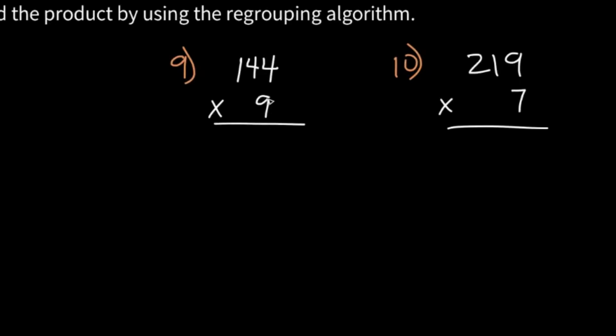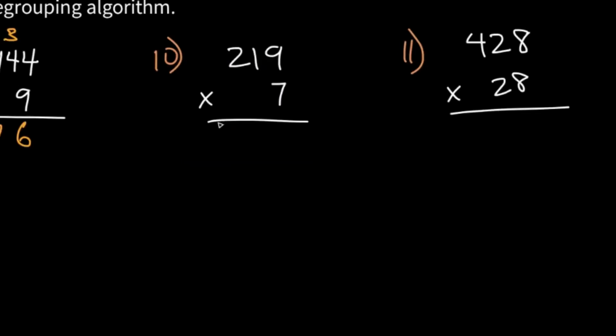So we begin by multiplying the ones together. 9 times 4 is 36. Carry the 3. 9 times 4 is 36, plus 3 is 39. Now we have 9 times 1 is 9, plus 3 is 12. So the result is 1,296. Number 10, 219 times 7.